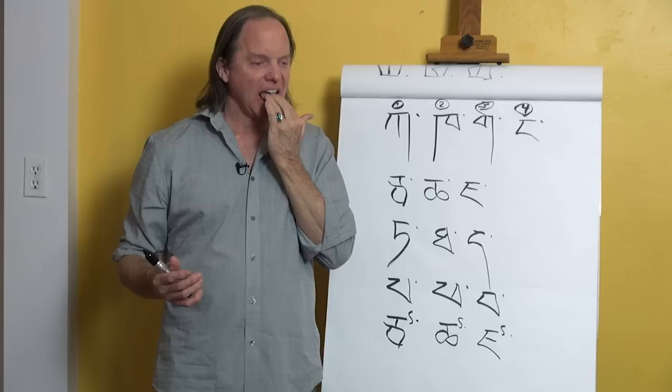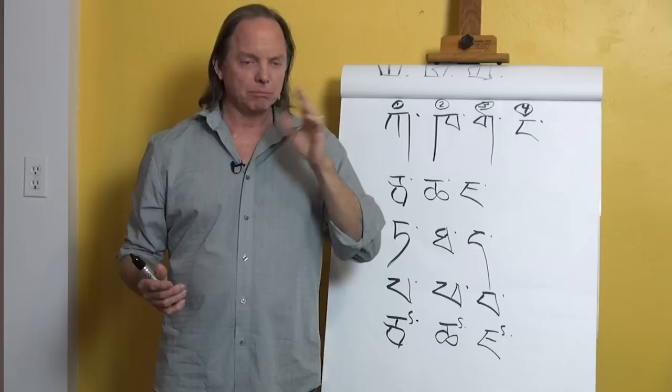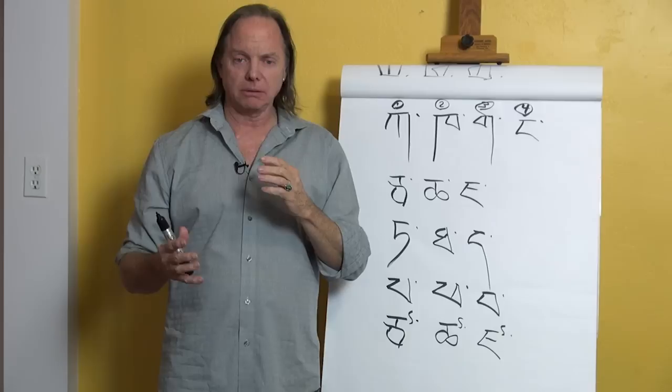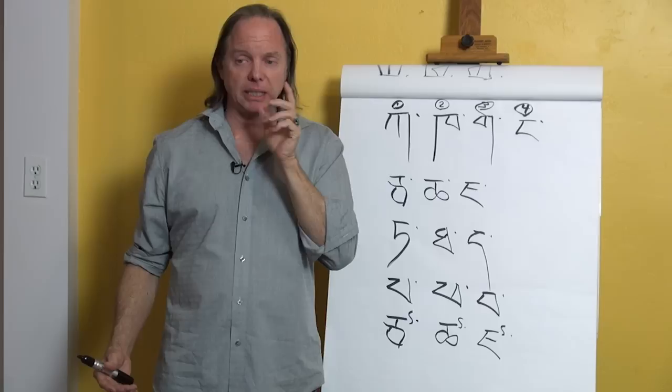Nga. Got it? Very few foreigners can do this sound correctly at the beginning. You guys are doing really well. I remember I struggled with it for quite a while. Nga. The tongue is not making contact with the mouth. It's a closure of the throat here. Nga. Okay, nga. So that's a guttural that comes from the throat.